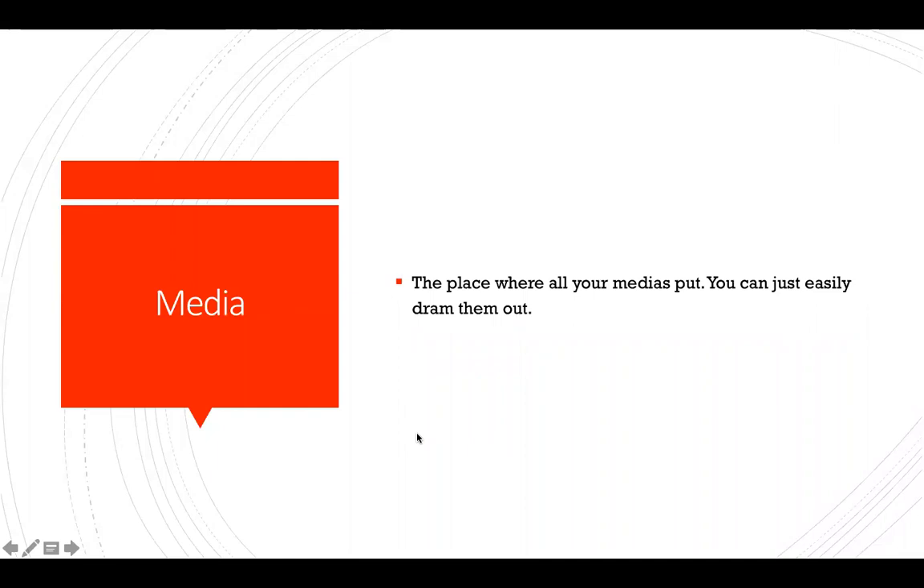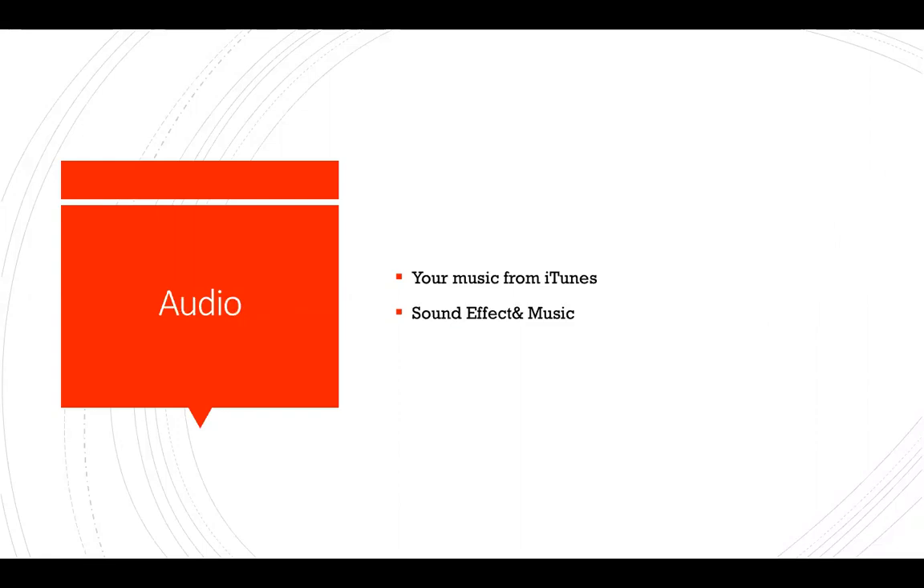First, let's talk about the media parts. I will also be pointing out the parts that I'm going to be talking about. The media part is the place where you put all your media and you can easily drag them. The audio part has two parts. First, you can use music from iTunes, or you can drag your own audio inside. Audio also has sound effects inside, so you can choose whatever sound effect you need and put it inside your video.